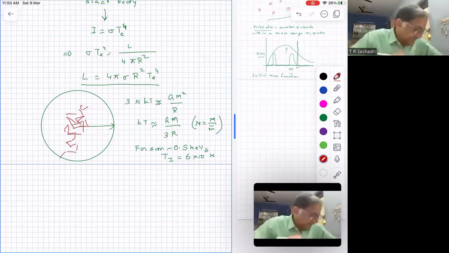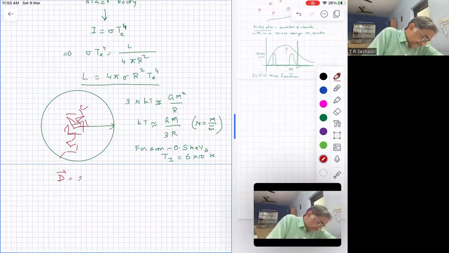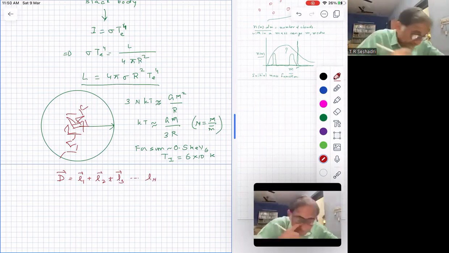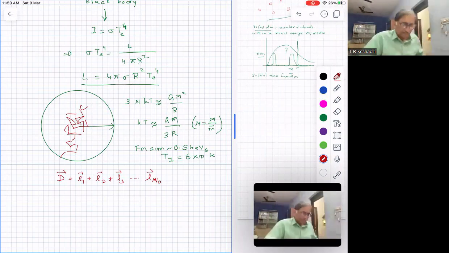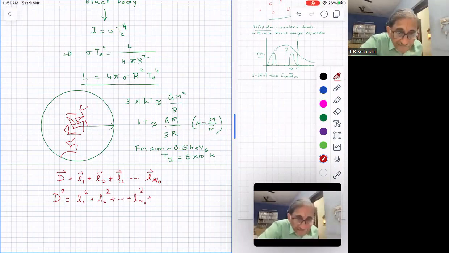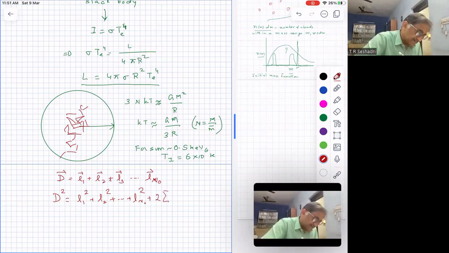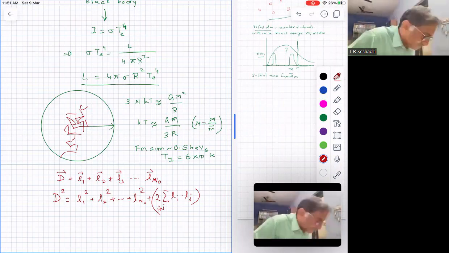Now, what does this mean? It means that suppose capital D is the net displacement of the photon, and with every mean free path, these are the net displacements. This is a different N, N naught. So this is a vectorial sum. Now I want to calculate the total. When it has to come out, D squared should be equal to L1 squared plus L2 squared plus LN naught squared plus... Then you will have twice the sum of Li dot Lj, i not equal to j. This will be the sum, right? Because this is the dot product, because it is a vector sum. Are you with me? Yes.